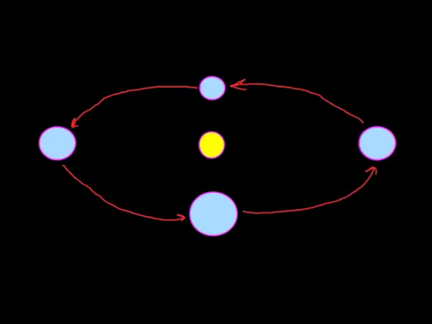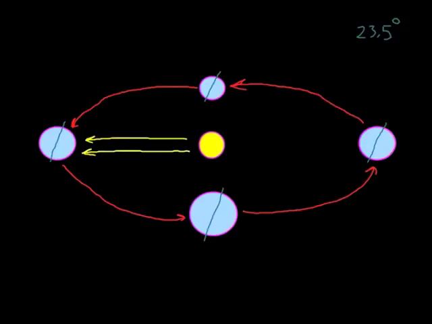So let's take a look. Here's a diagram of the sun and the earth orbiting the sun in a counterclockwise direction, looking from the top, from the north. Here's the axis of the earth, tilted 23.5 degrees. Now the sun's rays at this position on the left are shining more on the northern hemisphere.